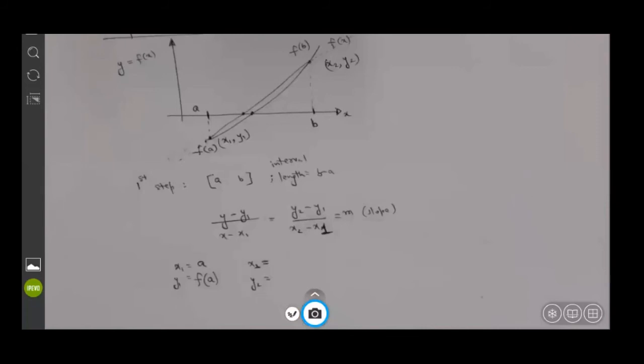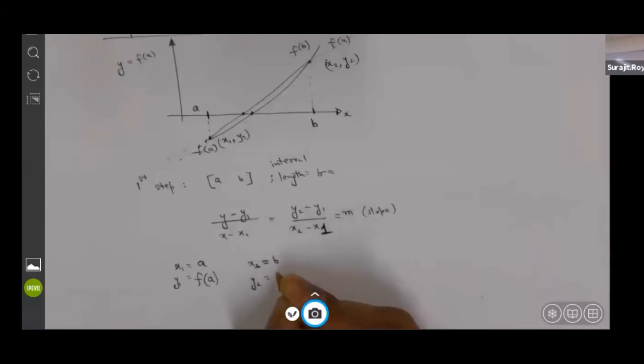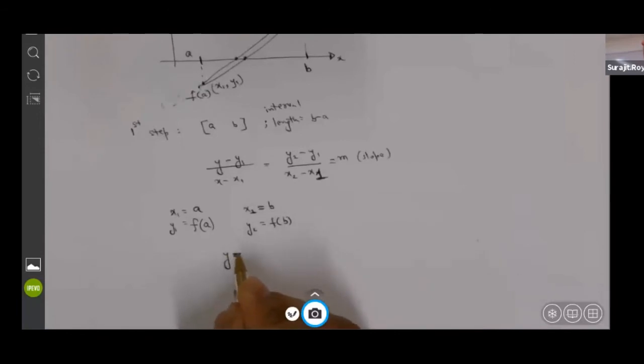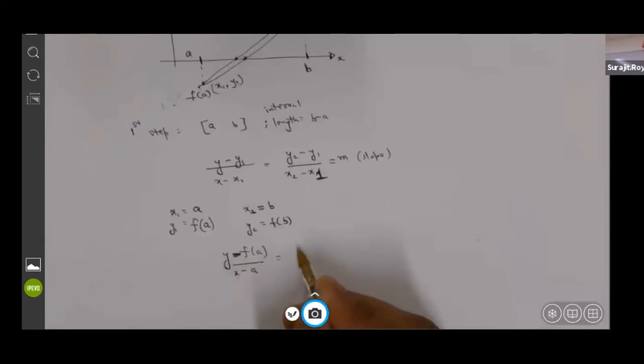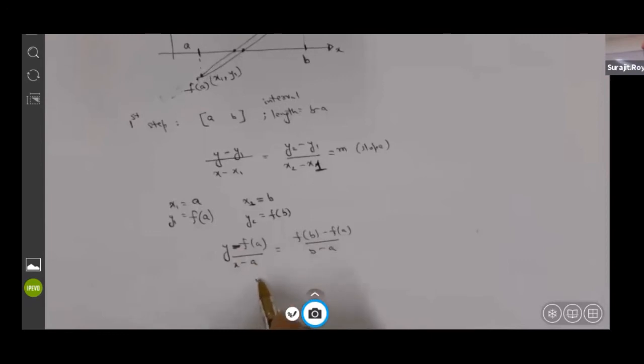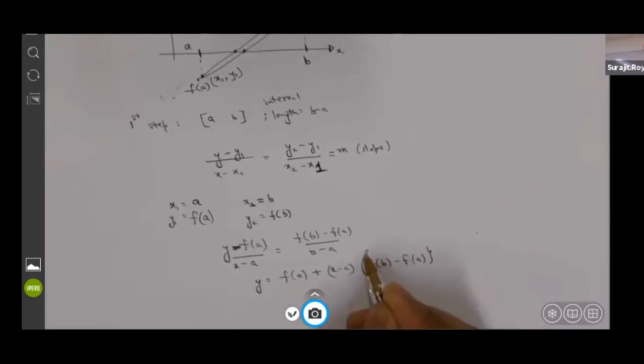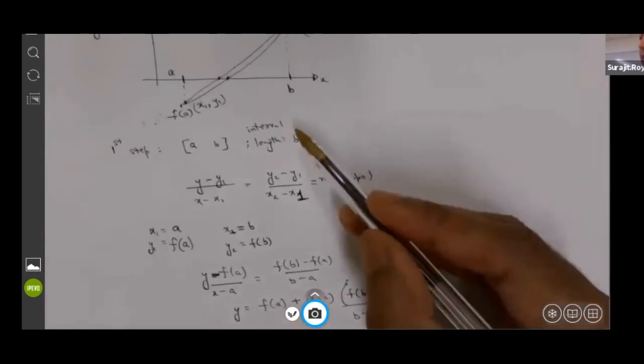So that's good. I can answer, Professor. x2 will just be b. Okay, so x2 will be b and y2 will be f of b. Yes. Plug and play in that, what you will actually get is y minus f of a over x minus a equals f(b) minus f(a) divided by b minus a. And that basically gives me y as f of a plus (x minus a) times (f of b minus f of a) divided by b minus a. So that is what I will get as the equation of this straight line.